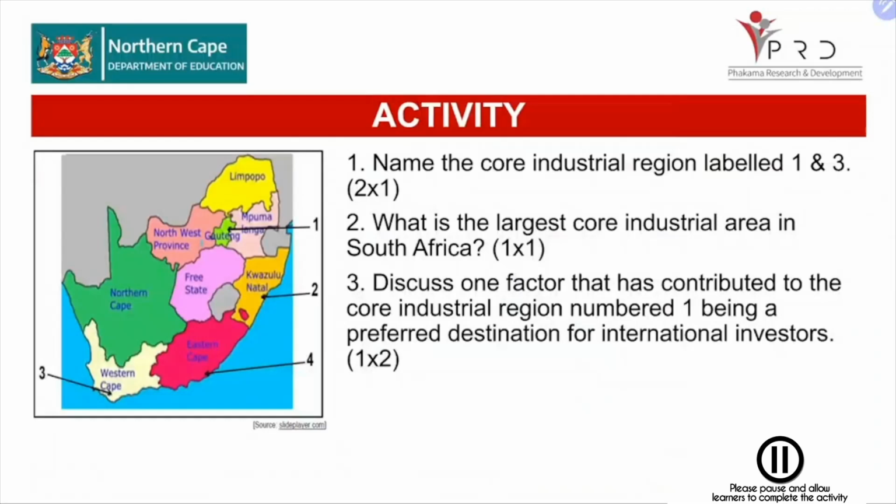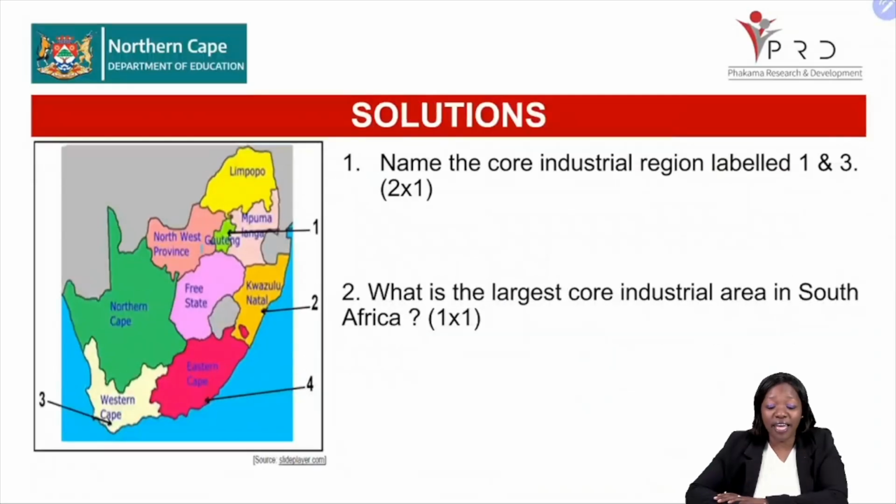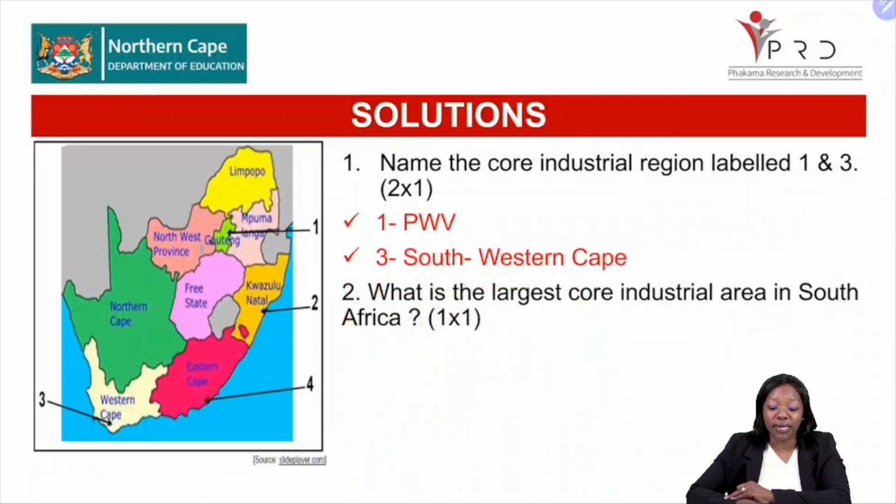Looking at our first correction or solution, you name the core industrial region labeled 1 and 3. So 1 is PWV. Then number 3 is your Southwestern Cape. Then secondly, what is the largest core industrial area in South Africa? The largest, remember we said, is PWV. Or those who wrote number 1, it's also correct.